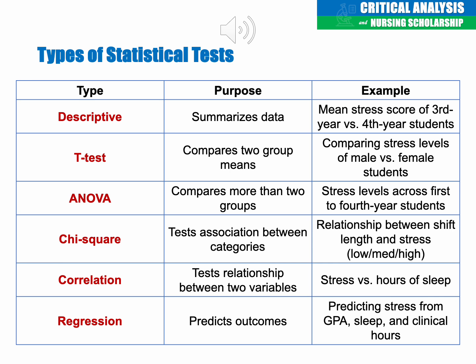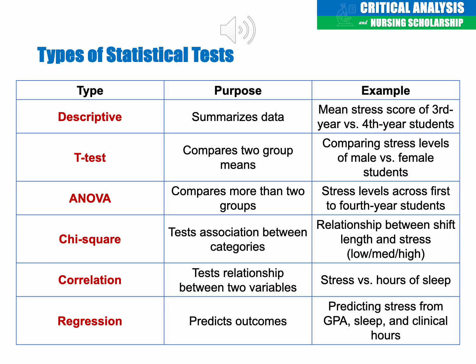Now, to test relationship between categorical variables, such as stress levels, categories such as low stress, moderate stress, high stress, and in relation to clinical shift type, for example, nurses in day shift or nurses in night shift, here you are using chi-square test. Or correlation is used when you are interested in relationships between two numeric variables. For example, you wanted to examine the relationship between stress and hours of sleep. Correlation analysis will tell you how strongly those two variables are related. We call it as correlation.